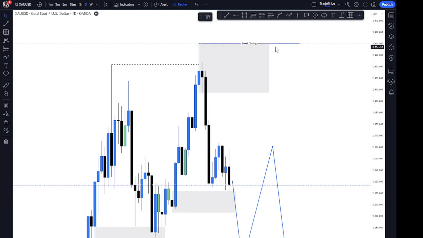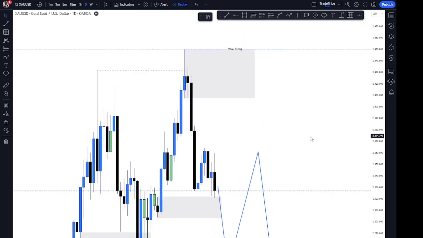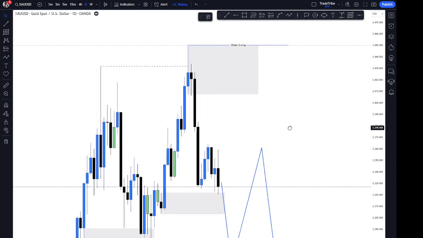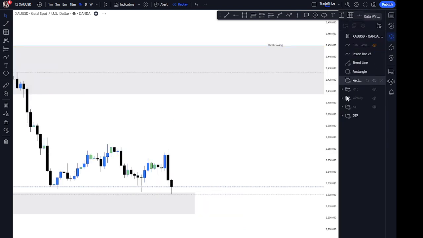weak swing huko juu. Okay, so that's it on daily time frame. Hakuna kitu kingine kubwa naona hapo ndani, so I'm waiting to see what market will do from that point. Then I scaled down to H4.